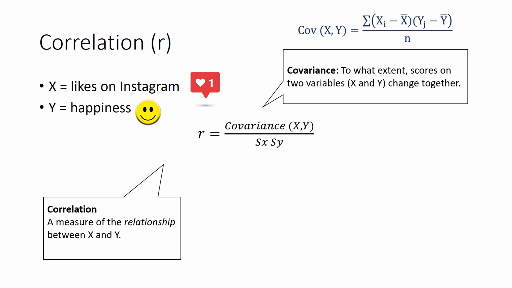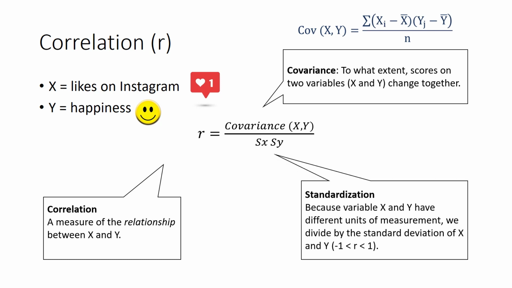To estimate the strength of the relationship, you need to standardize the value of the covariance. This is because variable x and y have different units of measurement. For instance, likes on Instagram per post can vary from 0 to 100 or even to 1 million for a popular Instagrammer, whereas self-reported questionnaire on happiness can vary only from 1 to 5 when the scale is from 1 indicating not happy at all to 5 indicating very happy. So likes on Instagram and self-report happiness have different units of measurement.